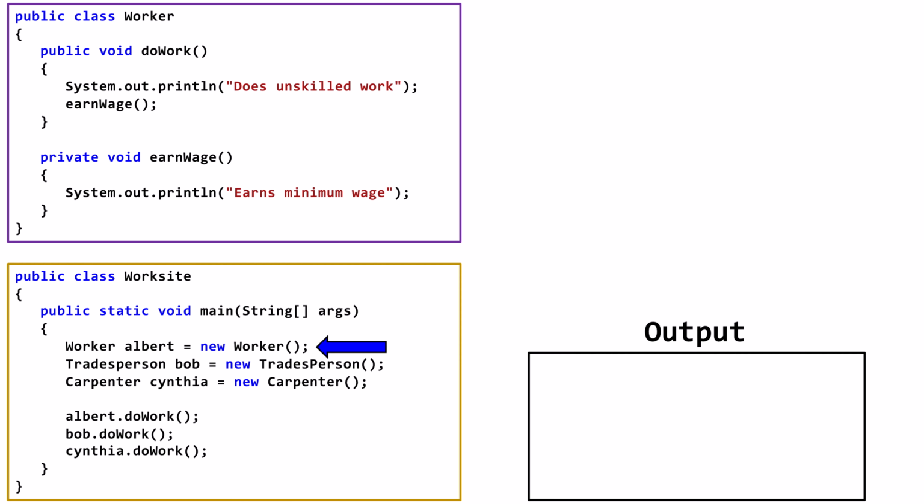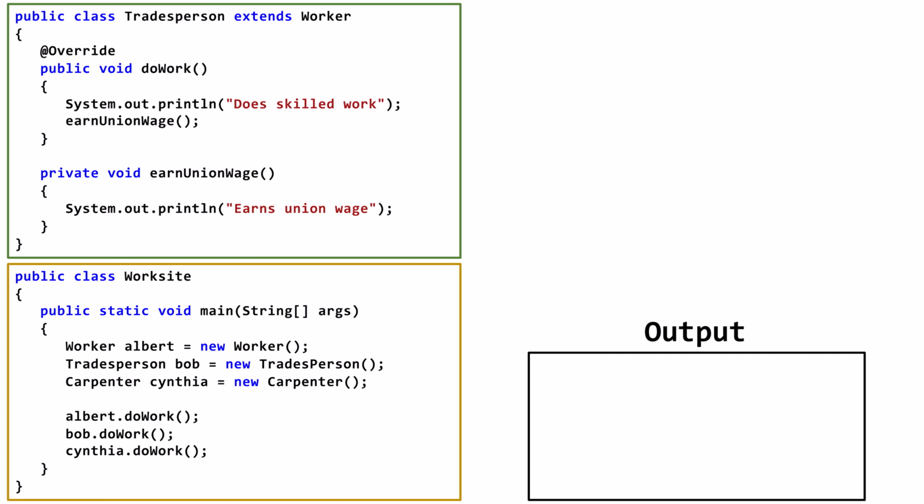We start by declaring a variable, Albert, of type worker, then initializing it with a new instance of the worker class. Let's skip down a few lines to where we call the doWork method from the Albert variable. This method outputs does unskilled work. Next, the method calls another method, earnWage. EarnWage is private, but since the call comes from inside the same class, this is legal. The earnWage method outputs earns minimum wage.